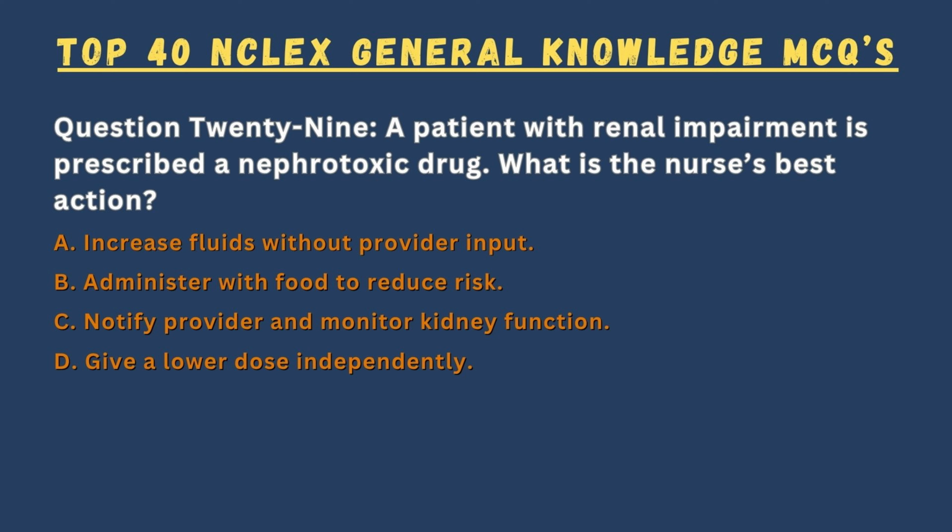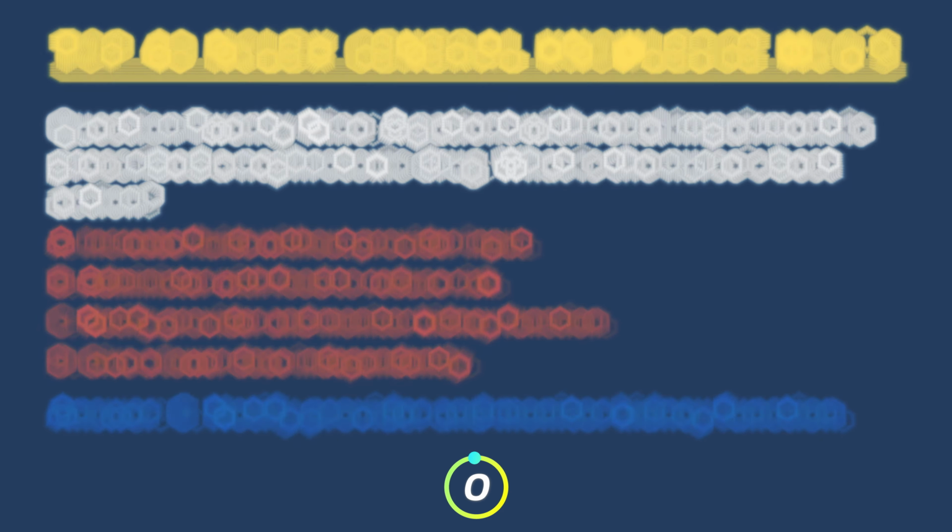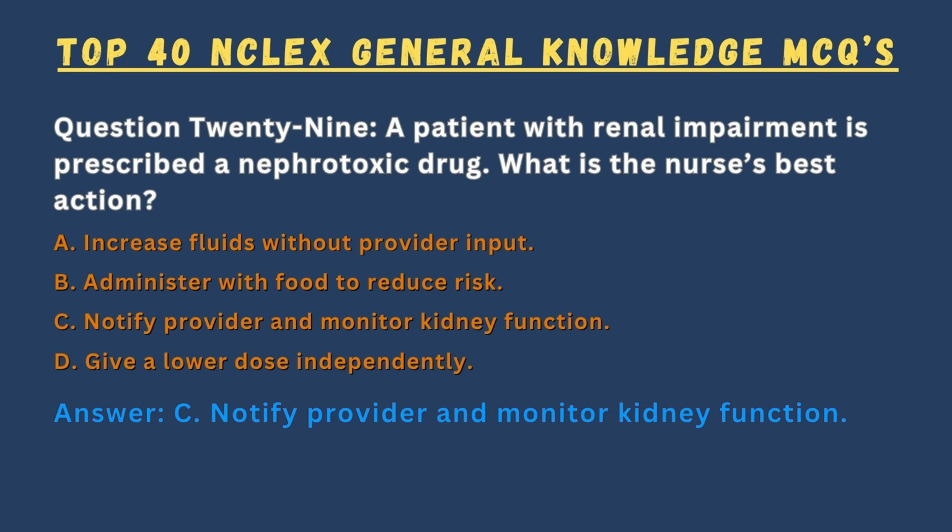Question 29. A patient with renal impairment is prescribed a nephrotoxic drug. What is the nurse's best action? A. Increase fluids without provider input. B. Administer with food to reduce risk. C. Notify provider and monitor kidney function. D. Give a lower dose independently. Answer: C. Notify provider and monitor kidney function.